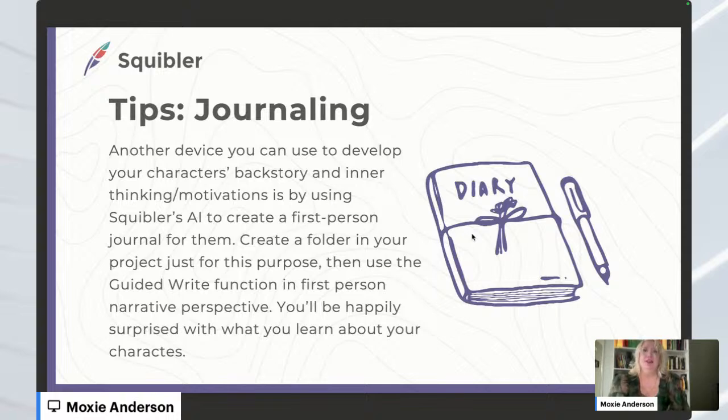Another tip that might help you is to journal with some of your characters. You can use this to develop your character's backstory, inner thinking and motivations, and you can use Squibbler's AI to do this. You can create a first-person journal for them. You could create a folder in the book or screenplay you're already writing. At the bottom of your document, you can create a folder and a file that's a journal for major characters. And then have the guided writer use the first person narrative perspective, and give it a prompt with the element you want to write about. Have them write some entries. And you're going to be surprised to see what your characters are going to tell you.